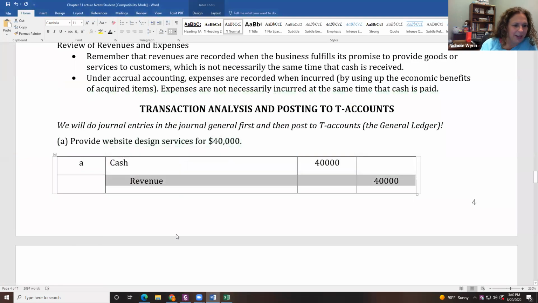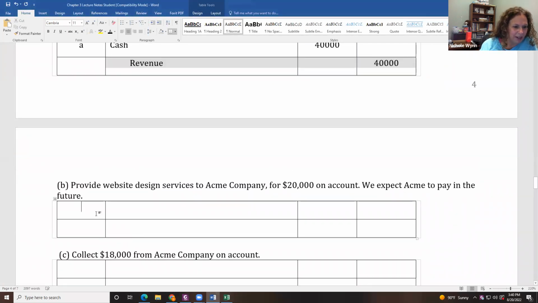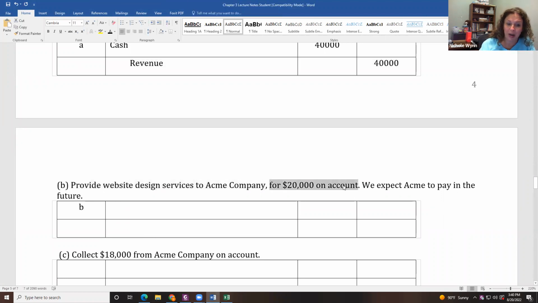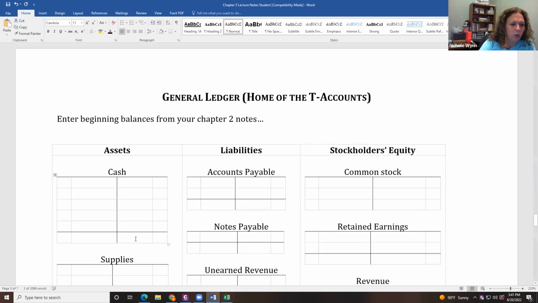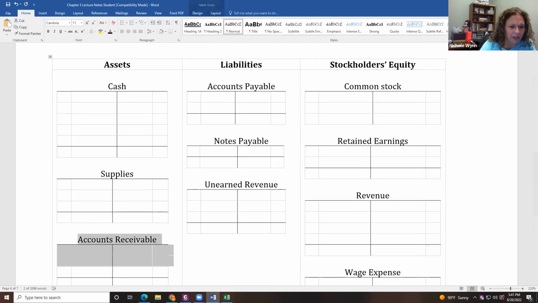Okay. So transaction B also says provide website design services for 20,000, but instead of receiving the money now, we are going to receive the money later. So I'm using that same language I used in chapter 1 to make sure we understand that when you receive money now, it's cash, but if we receive it later, it's accounts receivable. So for this transaction, we are going to receive the money later, but it is revenue.